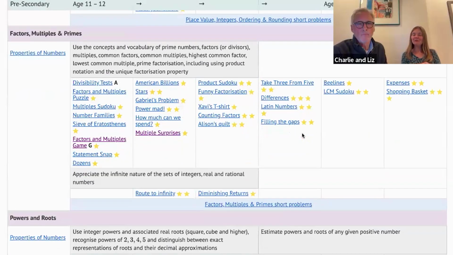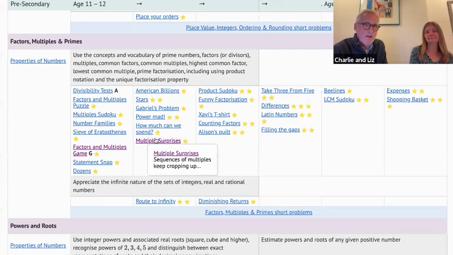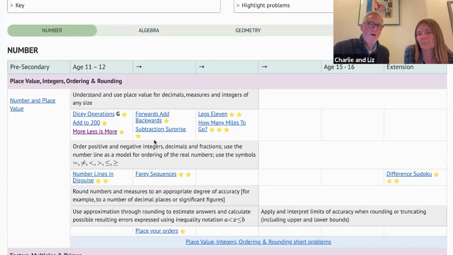We hope you will find that there are problems here and you recognise the language which we're using to describe the curriculum. And we've got lots of problems on factors, multiples and primes, including multiple surprises, the one that we worked on, which appears in the second column of the secondary mapping document.